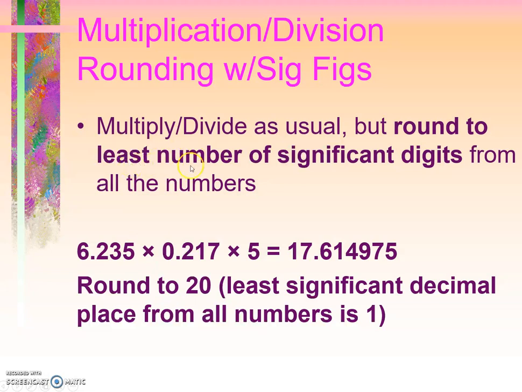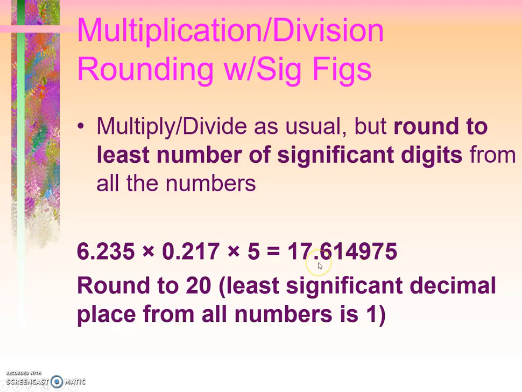But instead of looking at the least accurate decimal place, what we're going to do is round to the least number of significant digits from all of the numbers. So this number has 4 significant digits. This number has 3 significant digits. And this number has 1 significant digit. So what we have to do, this 5 has 1 significant digit.